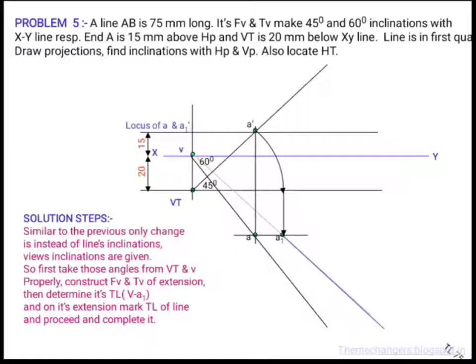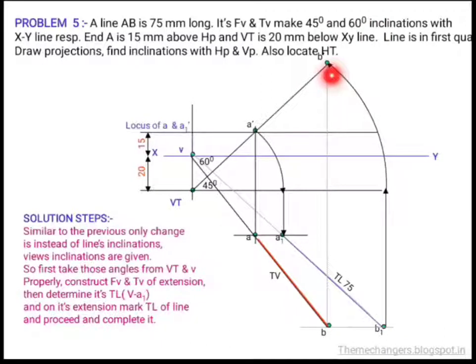On this true length line, I can mark 75 millimeter from A1 and get the end point B1. Now I can draw the locus line, and this intersecting point will represent point B. And the true length line can be projected in the upward direction, and it is rotated to get the intersecting point on this line which is passing through A dash. So this intersecting point will be point B.